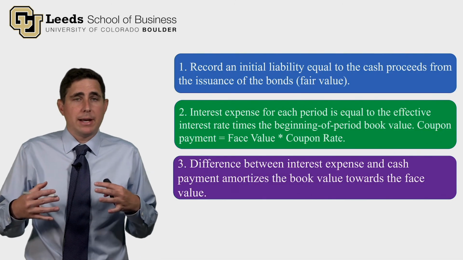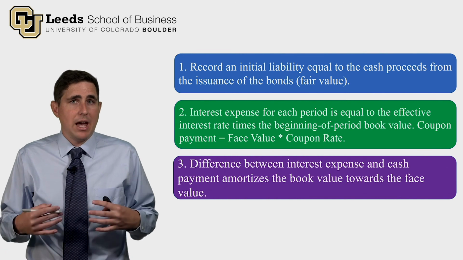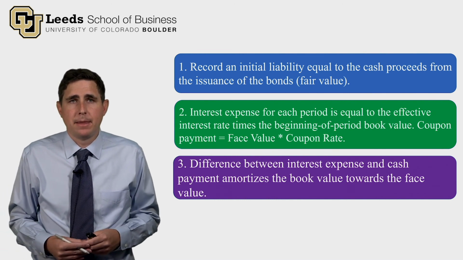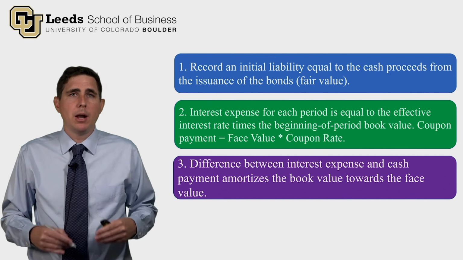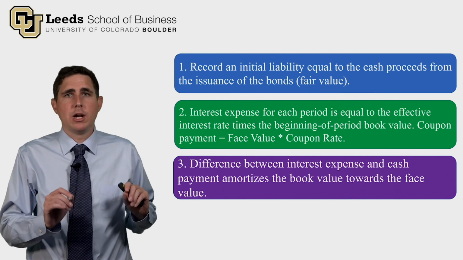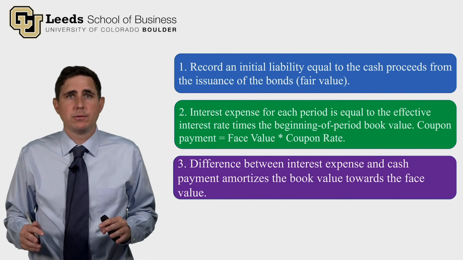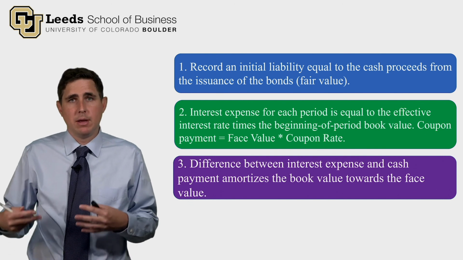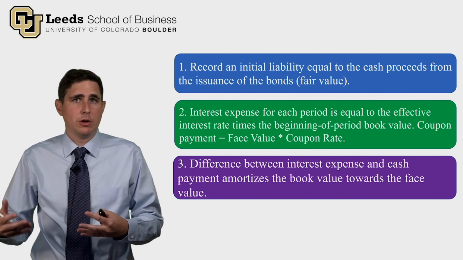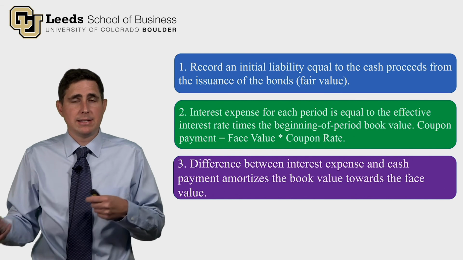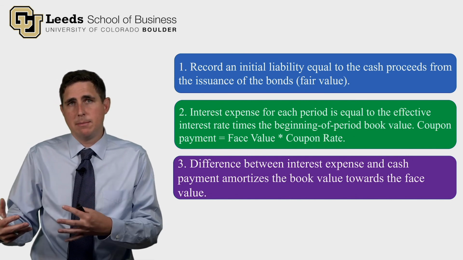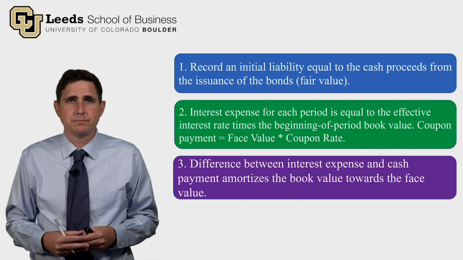Okay, so we've gone through that example and we've implemented these accounting steps. So to recap, to account for a bond, upon issuance, the company records an initial liability equal to the cash proceeds from the issuance of the bonds. That's the fair value that an investor determines they're willing to pay for the bond. That's the amount of cash the company gets, and that's the amount that the company records as a liability.